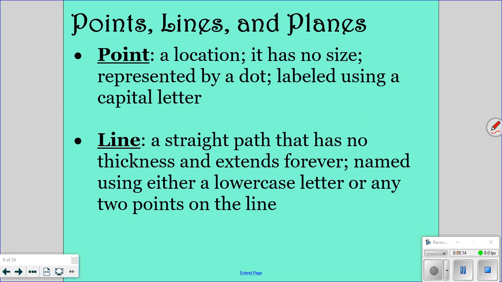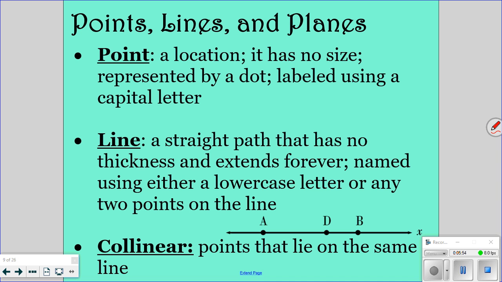A line is a straight path that has no thickness and it extends forever. Do you know how to draw lines? They look best if you draw them with a straight edge or a ruler. It's named either using a lowercase letter, so this could be line L, or 2 points on the line. So if I put 2 points, that could be line AB, or if I put a third one, you wouldn't do ABC, you only pick 2 of them. So pick any of A, B, and C, pick 2 of those, and you can name the line using those.